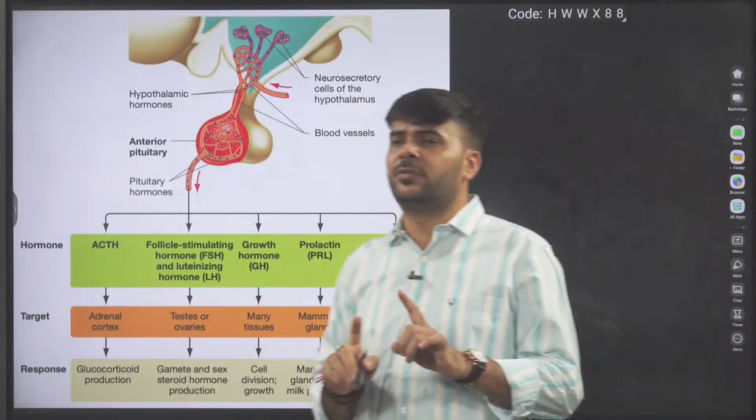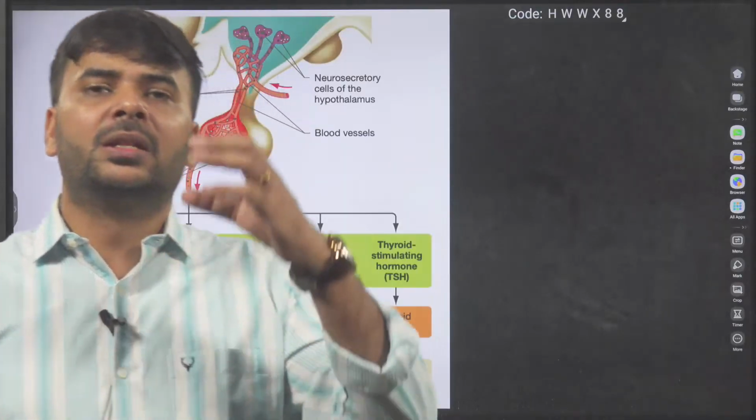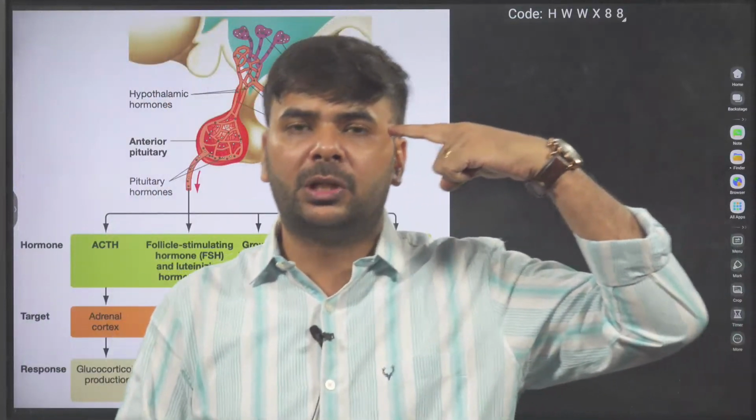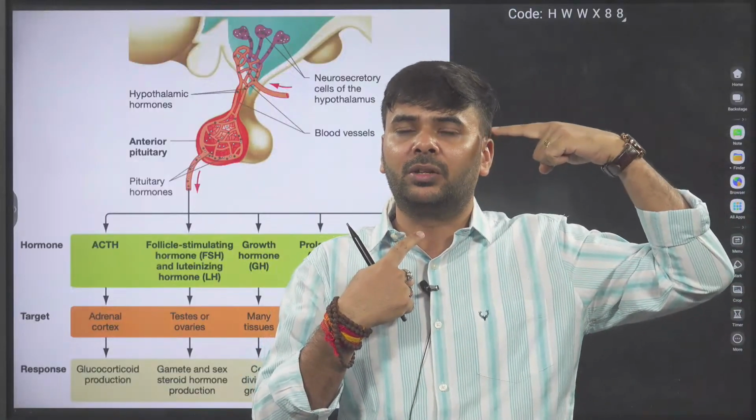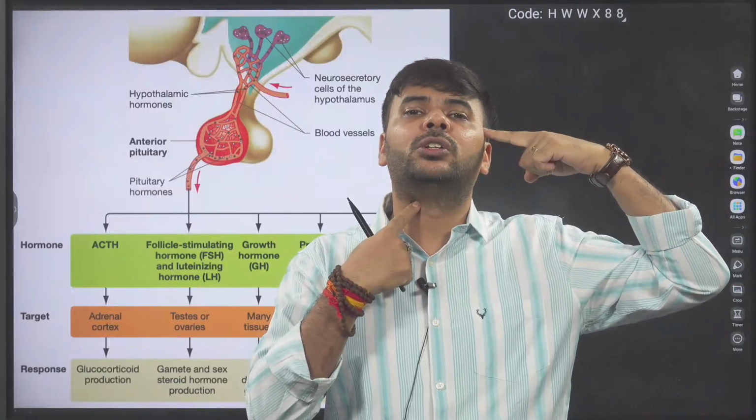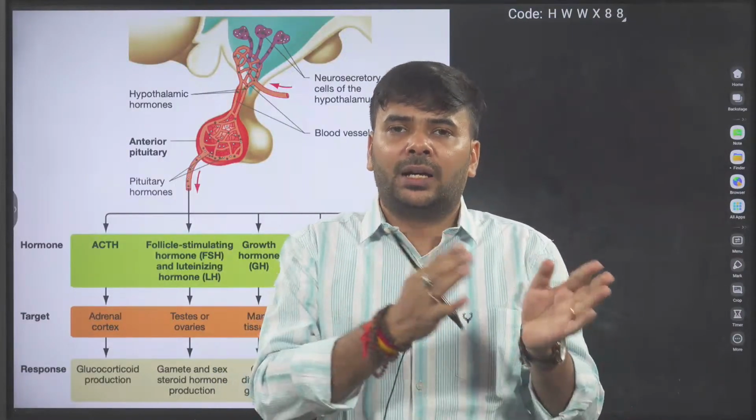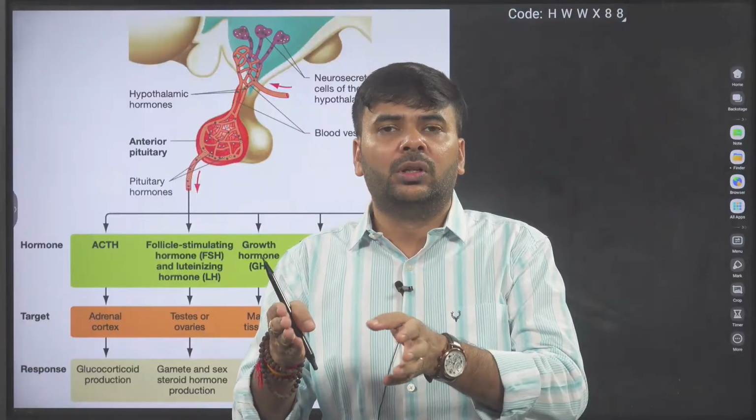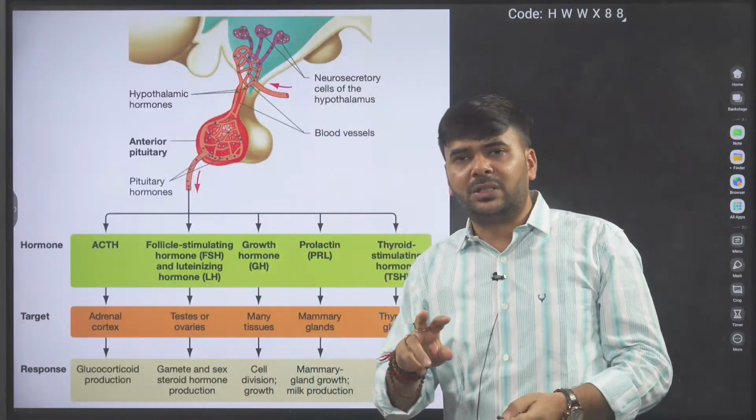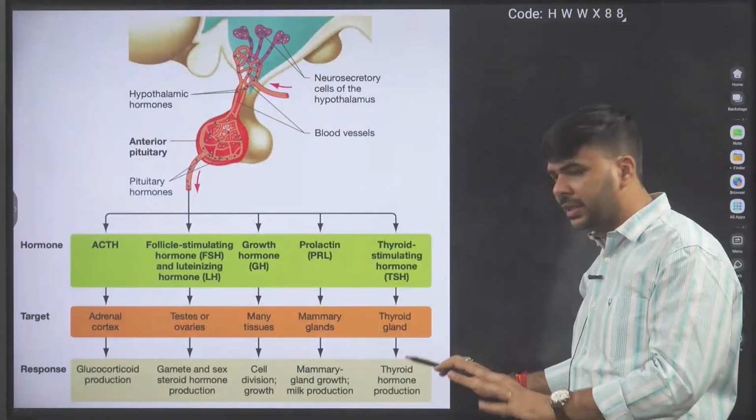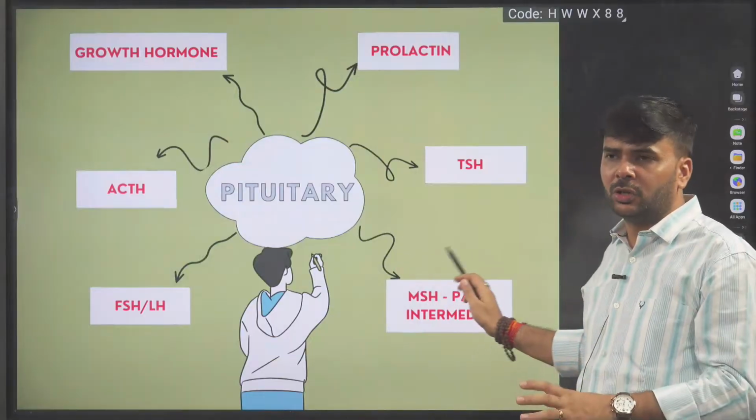Thyroid stimulating hormone. And you'll be confused, sir: thyroid stimulating hormone and thyroid hormone are both different. Thyroid stimulating hormone from your pituitary gland works on the thyroid gland, and the thyroid gland releases thyroid hormone, called T3 and T4. Leave it. Summary done. This is the summary of all the pituitary hormones.